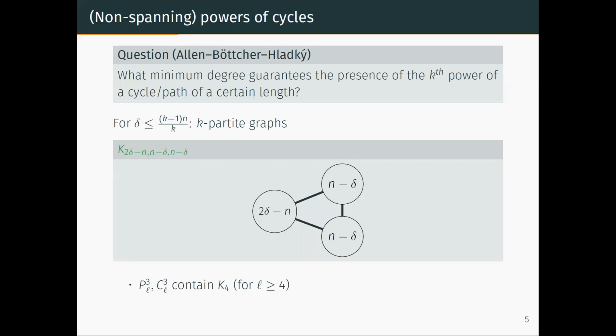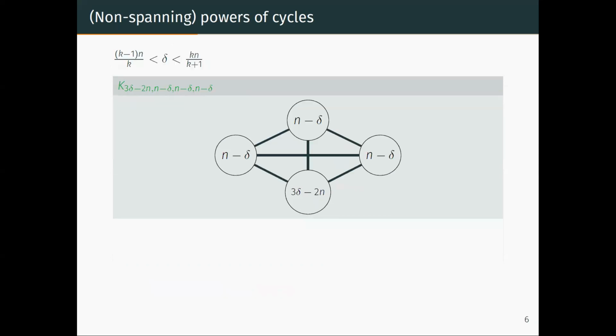For some minimum degrees, this is not so hard to resolve. Consider minimum degrees delta up to (k minus 1)n over k. So again, using our example, k equals 3, up to 2/3 n. This is what I call the Turán threshold. At this point, you can still construct these 3-part graphs. And because any cube of a path or cycle of non-trivial length must contain a copy of K4, in this case you cannot guarantee that these things exist at all in this regime.